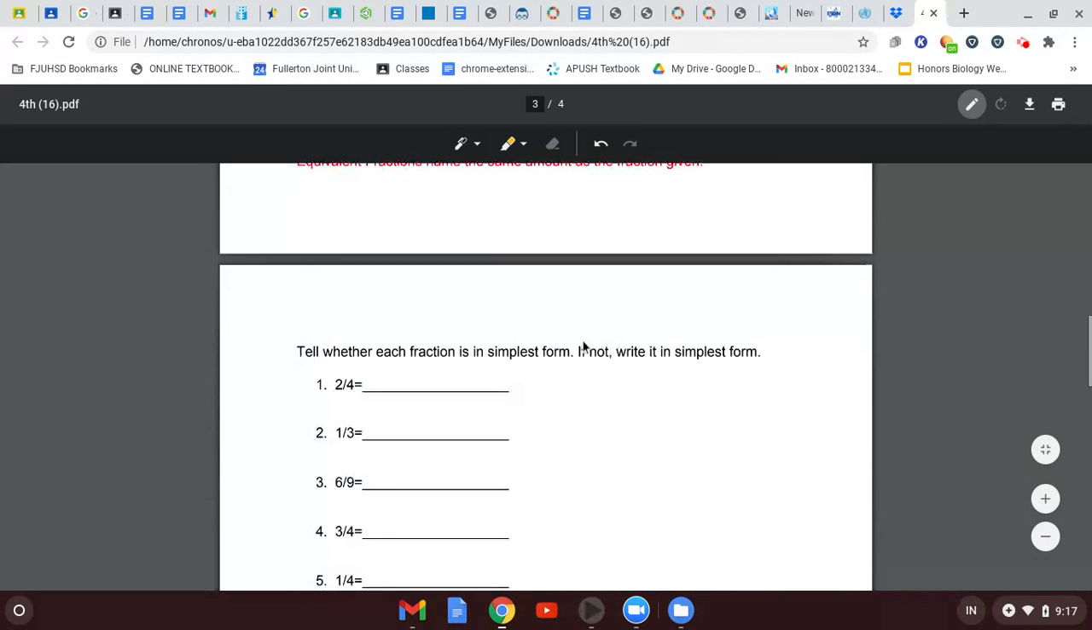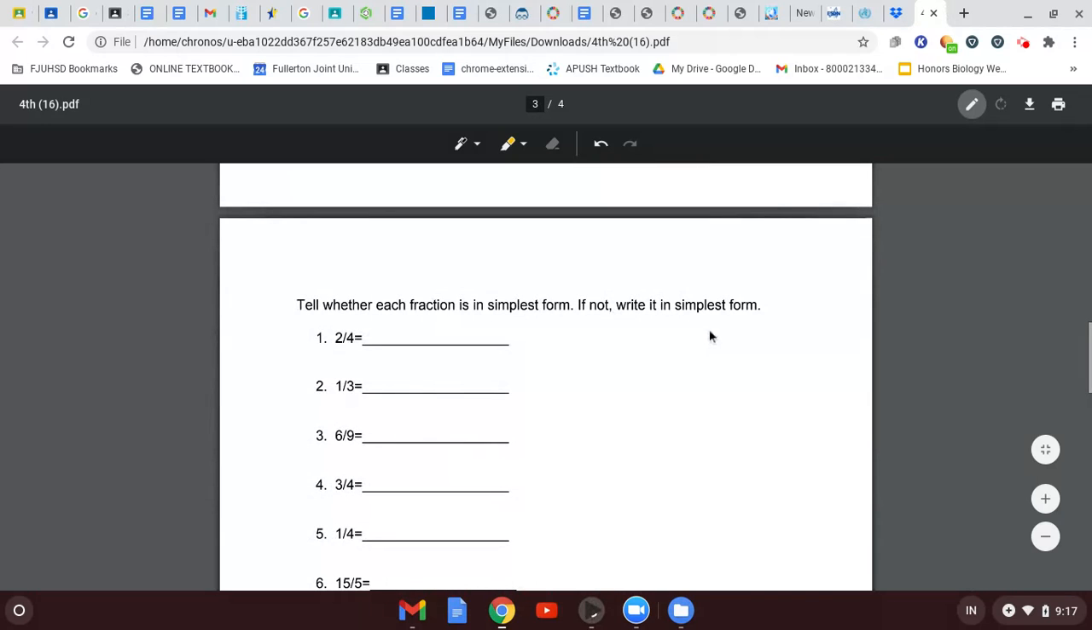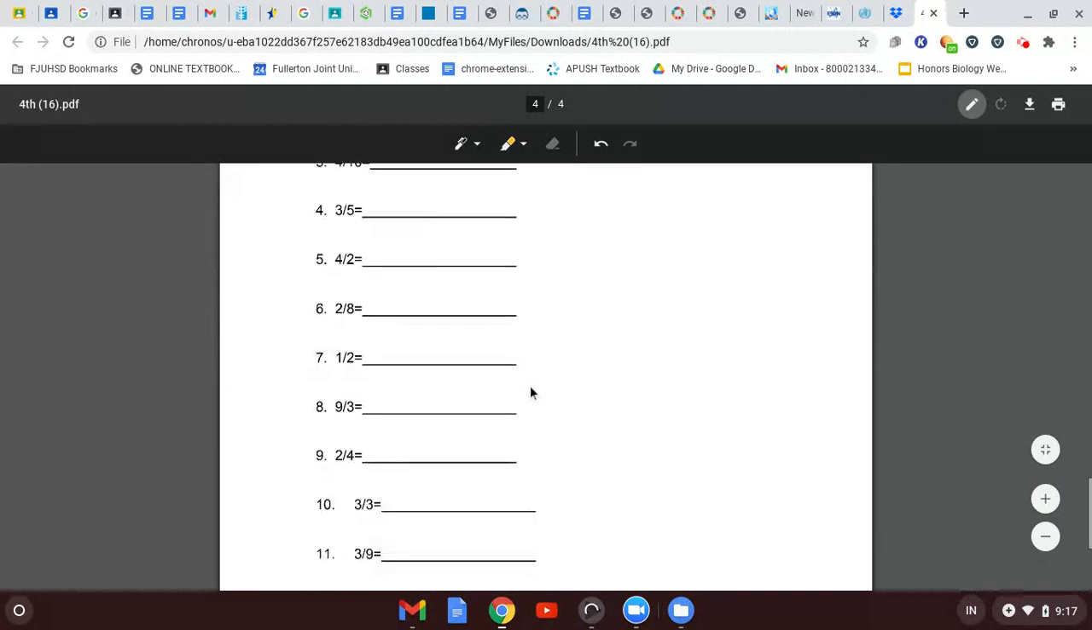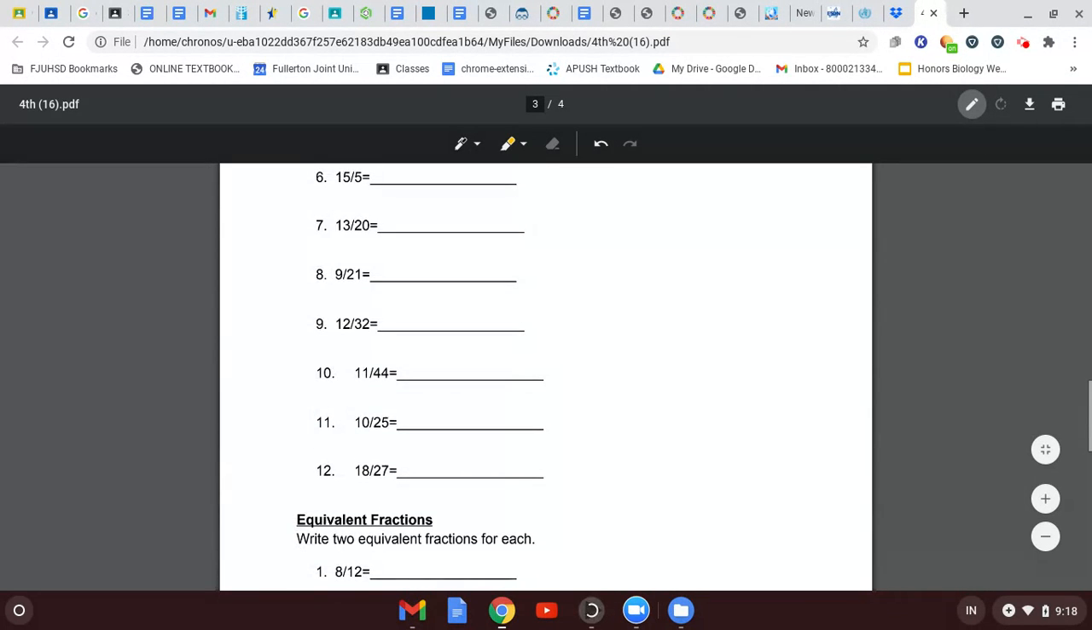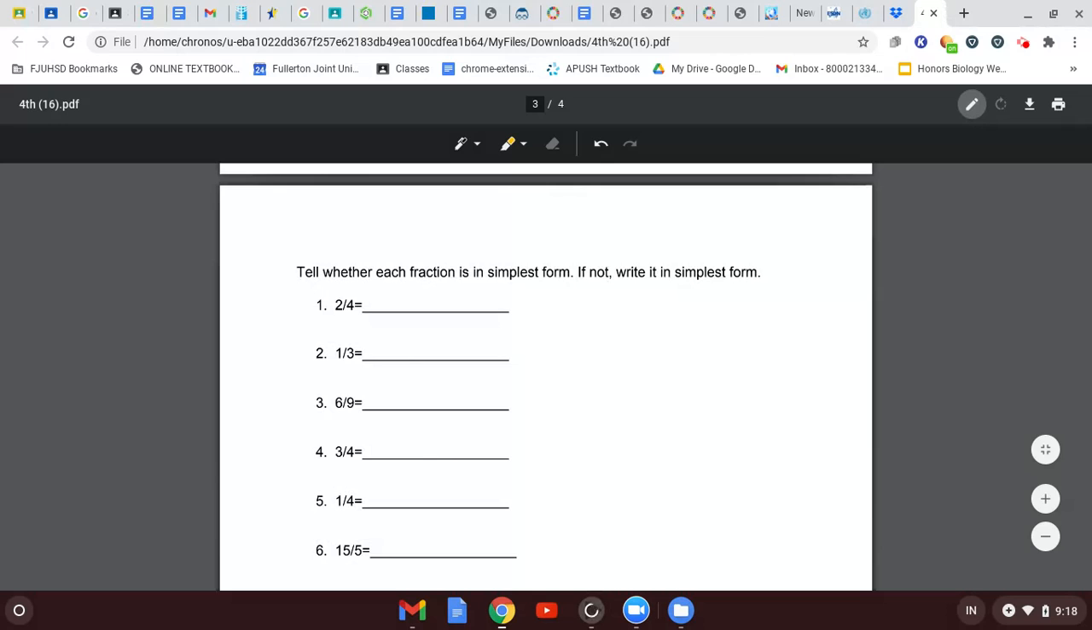So good job. Tell whether each fraction is in simplest form. If not, write it in simplest form. In order to find this, all you need to do is check whether it has a common factor. If the numerator can divide into the denominator into clean, whole numbers, then it is not in its simplest form. Obviously we all know that 4 can be divided by 2.